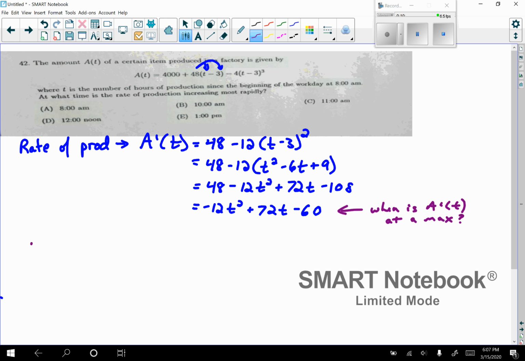Which tells us we need to find our second derivative, which simply becomes minus 24t plus 72. When is this equal to 0? If we just go ahead and solve this, we should get t equals 3, meaning 3 hours. So 3 hours after 8 a.m. is C, 11 a.m.